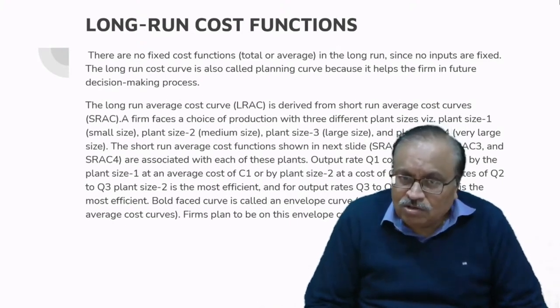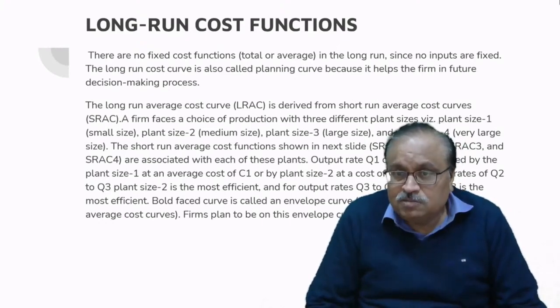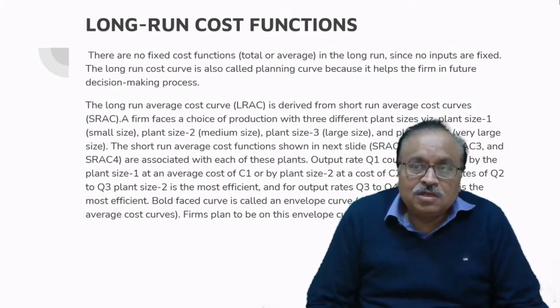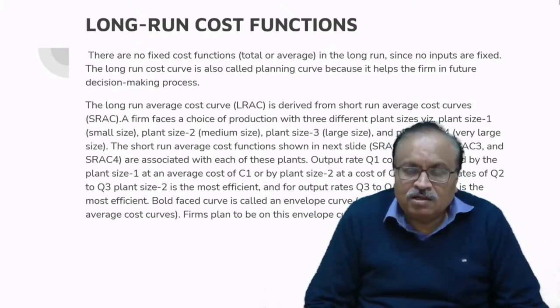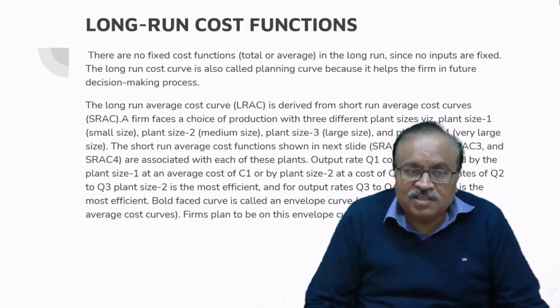The short run average cost functions shown in the next slide, SRAC 1, 2, 3, 4, are associated with each of these plants. Output rate Q1 could be produced by plant size 1 at an average cost of C1. In the same way, by plant size 2 at the cost of C2, we have SRAC curve 2. For output rates Q2 to Q3, plant size 2 is the most efficient. And for output rates Q3 to Q4, plant size 3 is the most efficient.